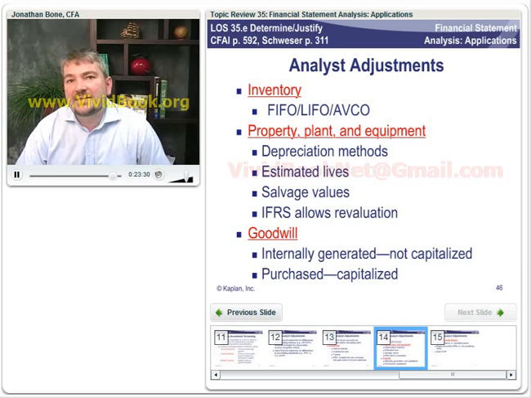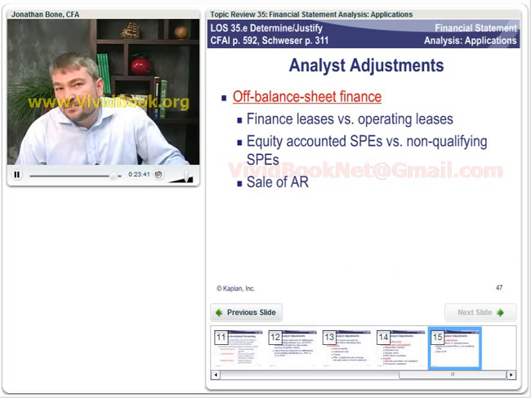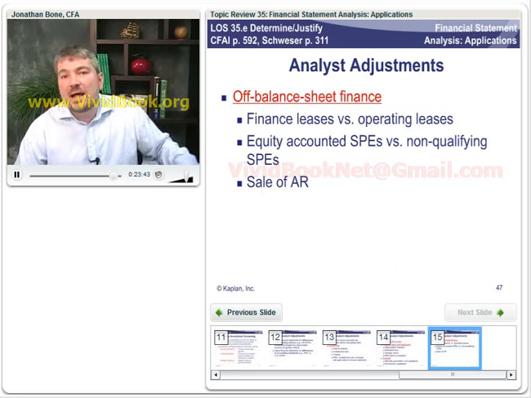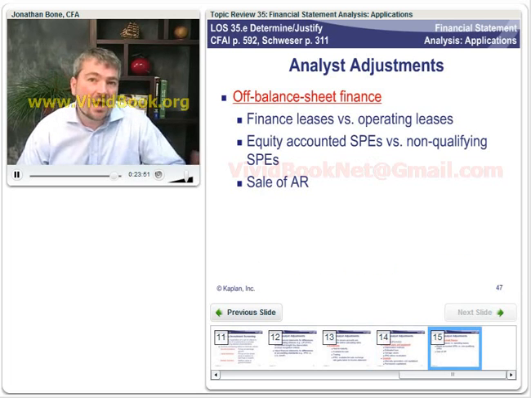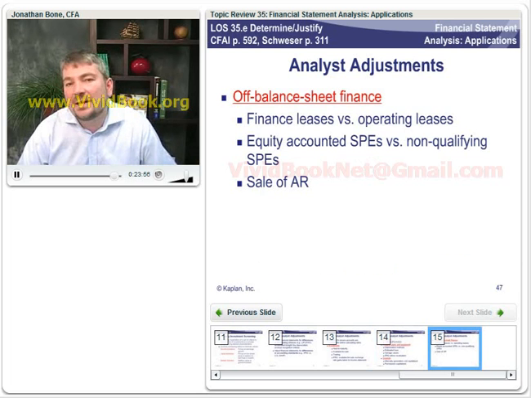Off-balance sheet financing, again, finance leases versus operating leases. So maybe one company has acquired assets but uses finance leases. Well, we know there is going to be an asset in the balance sheet, a liability in the balance sheet, and we know we're going to see interest and depreciation in the income statement. Whereas the company using operating leases, no asset, no liability, and we've got rental expense in the income statement. So again, typically what the analyst would do is look at the company with the operating leases, capitalize the minimum lease payments by discounting them, and record them in the balance sheet before calculating ratios.